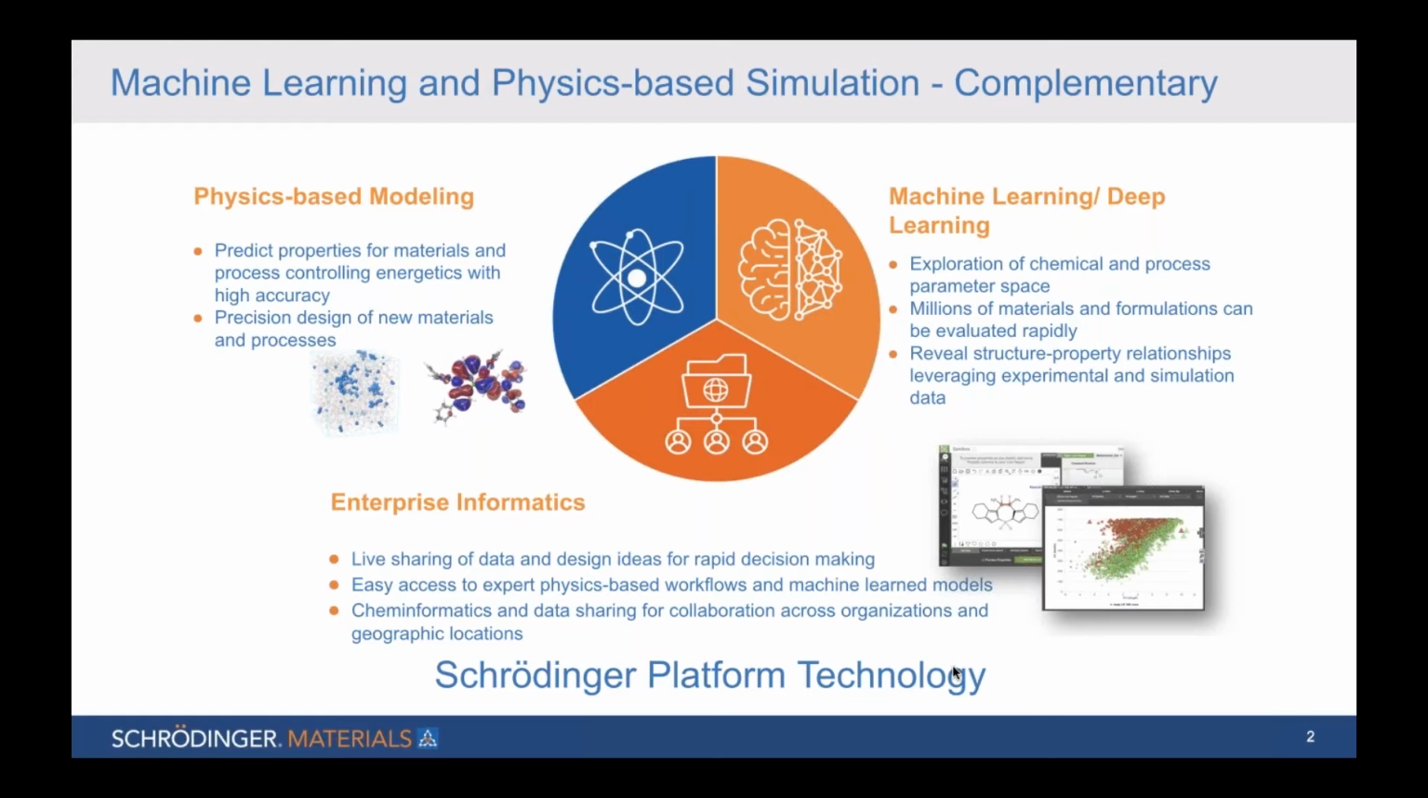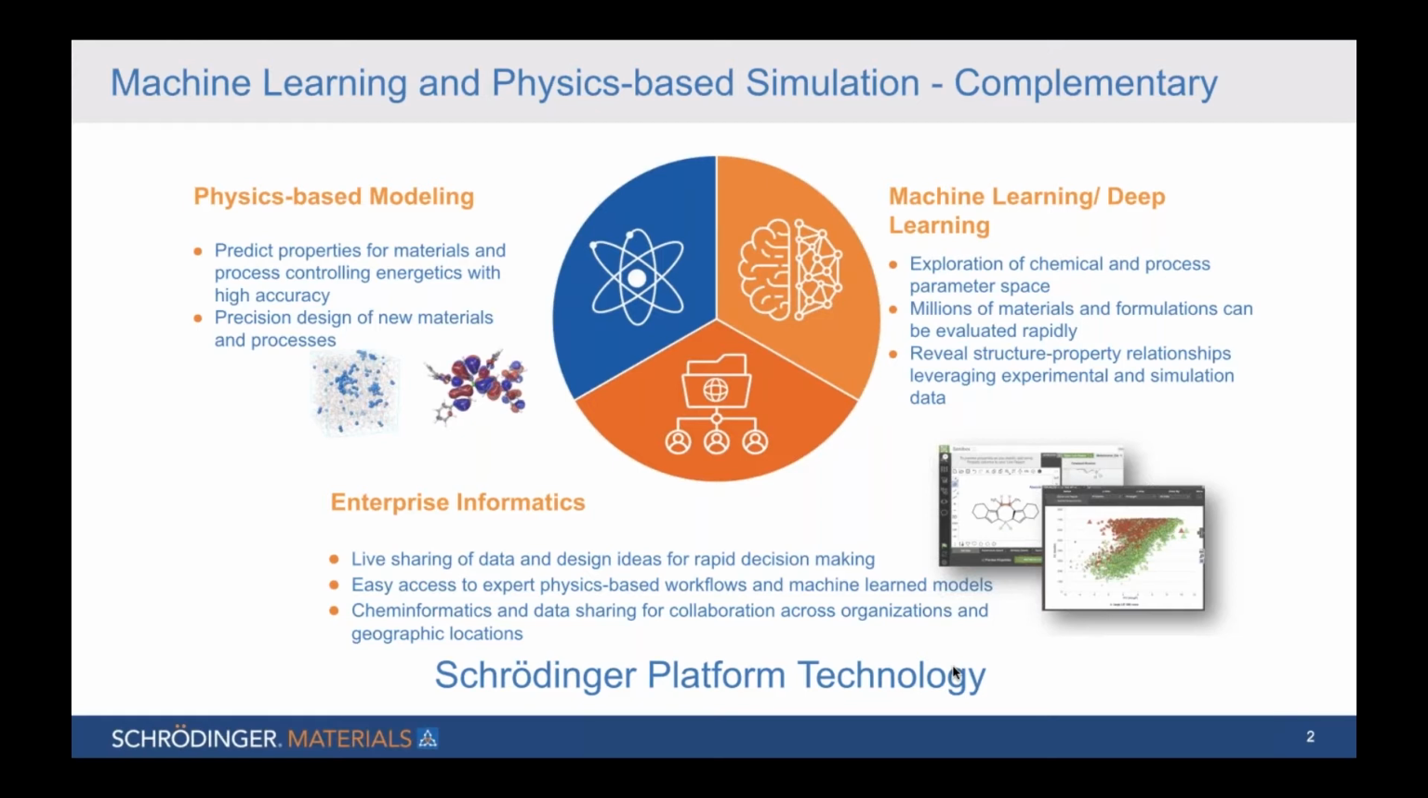So a key strength of machine learning is its ability to extract the underlying structure property relationships, leveraging experimental and computational data. And as more data is being generated from simulation and experiments, the potential of machine learning approaches in material discovery and design is only going to get bigger.